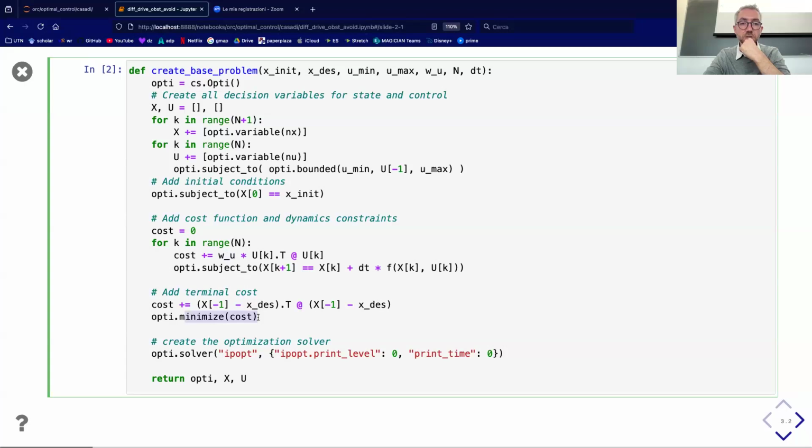So we say that this is the cost that we want to minimize. We create the solver, which is the usual IPOPT, specifying that we don't want it to print anything. And that's it.